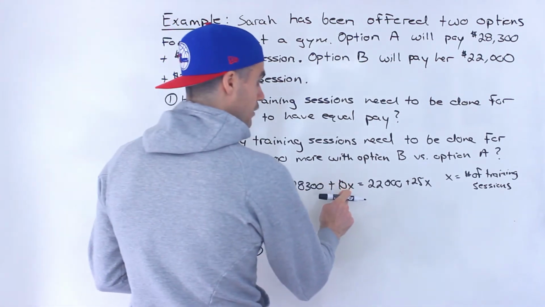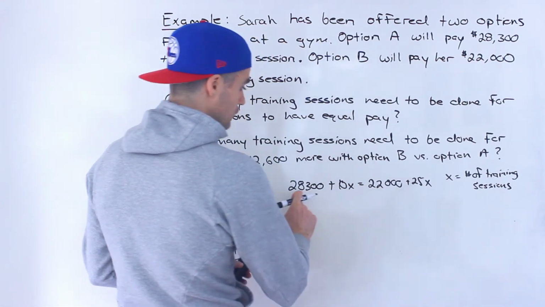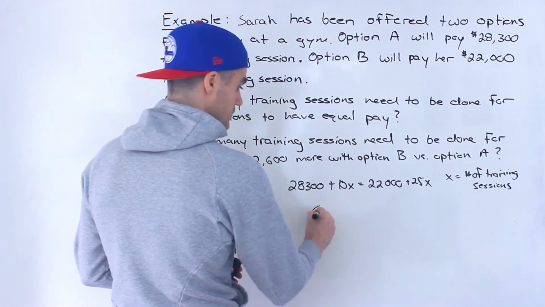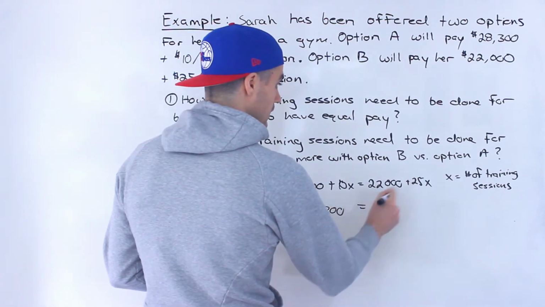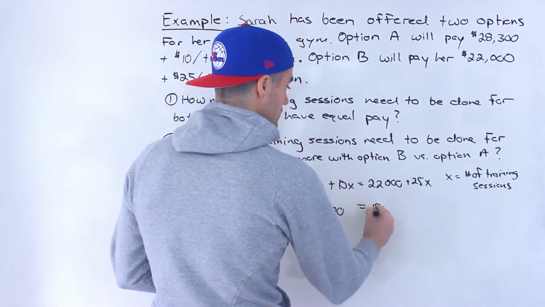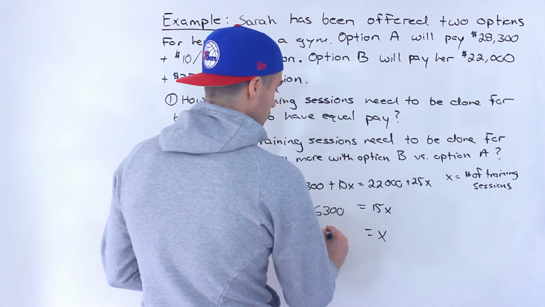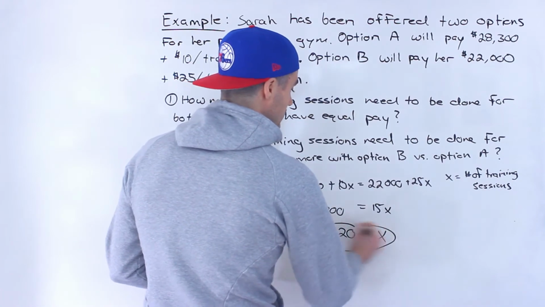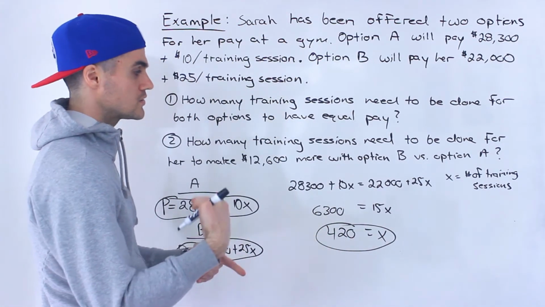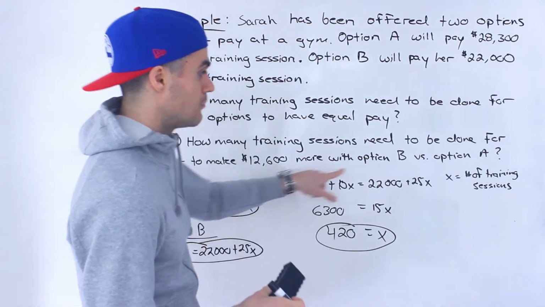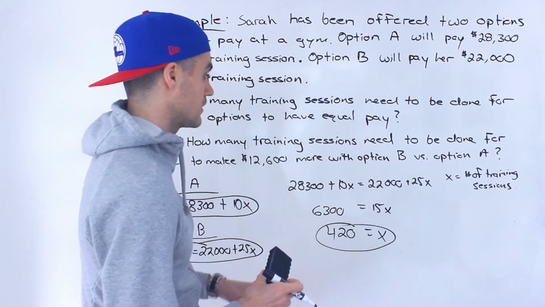So I'm going to bring this 10x over, bring the 22,000 over. 28,300 minus 22,000 will give us 6,300. Then we'll have 25x minus 10x, which gives us 15x. Divide both sides by 15. X would be 420. So 420 training sessions need to be done, and then both pays are going to be equal.